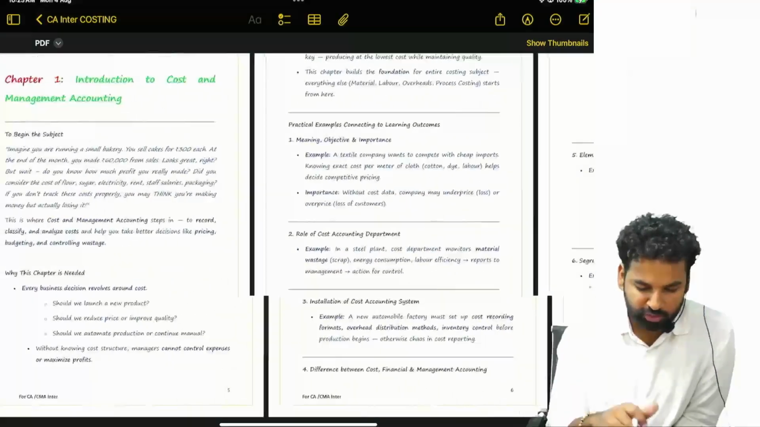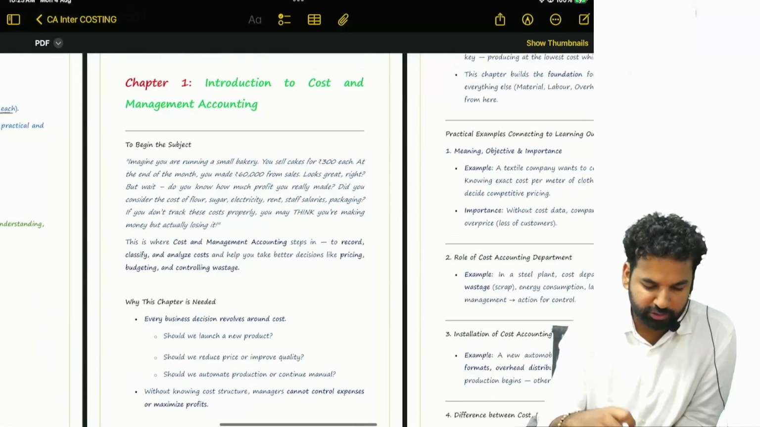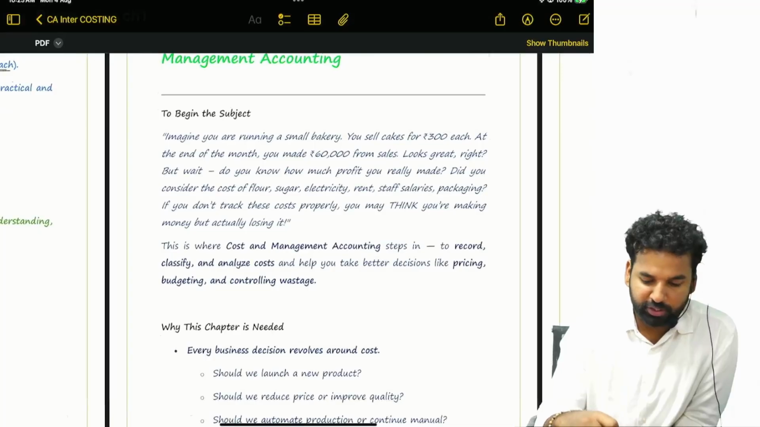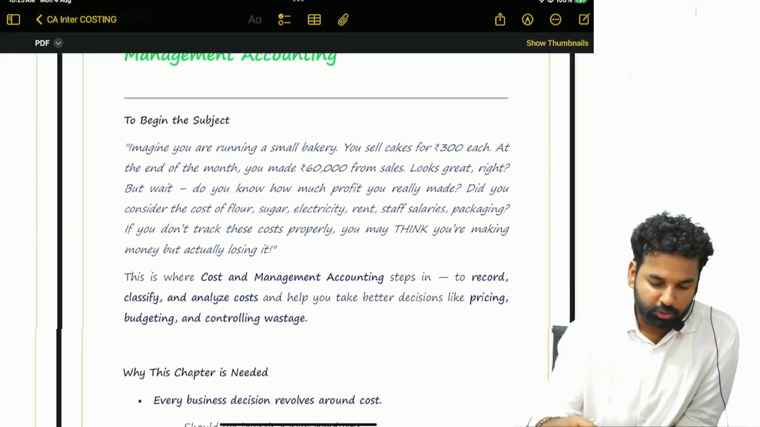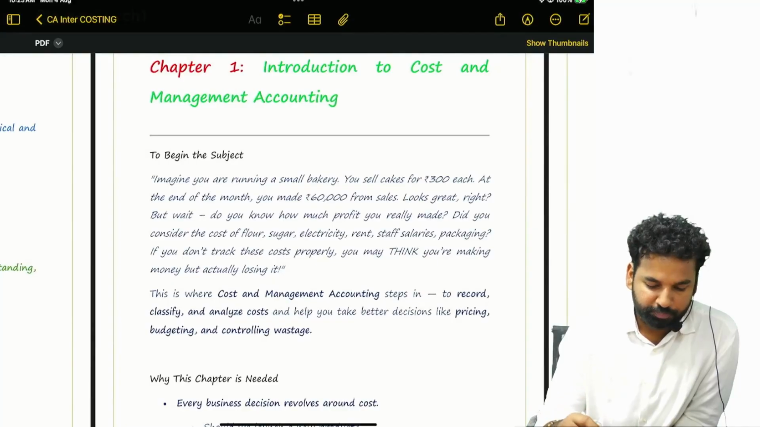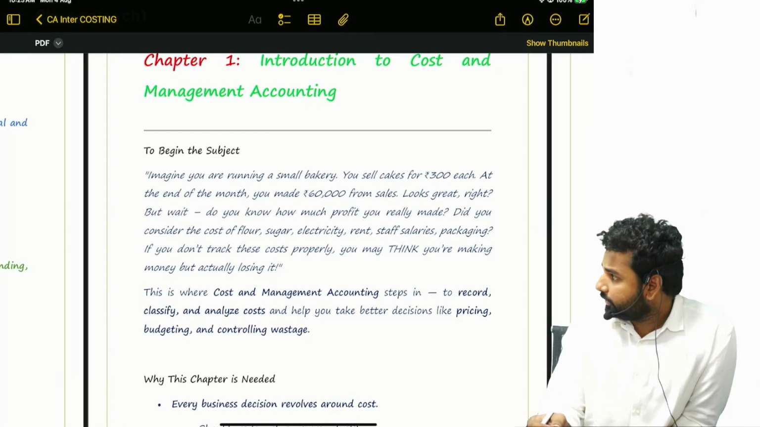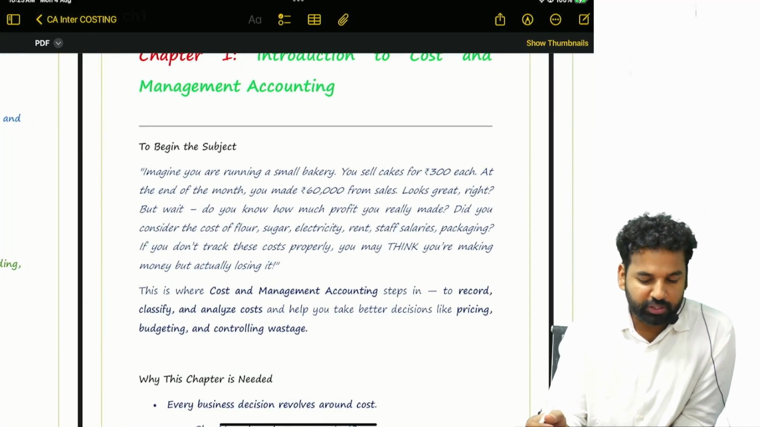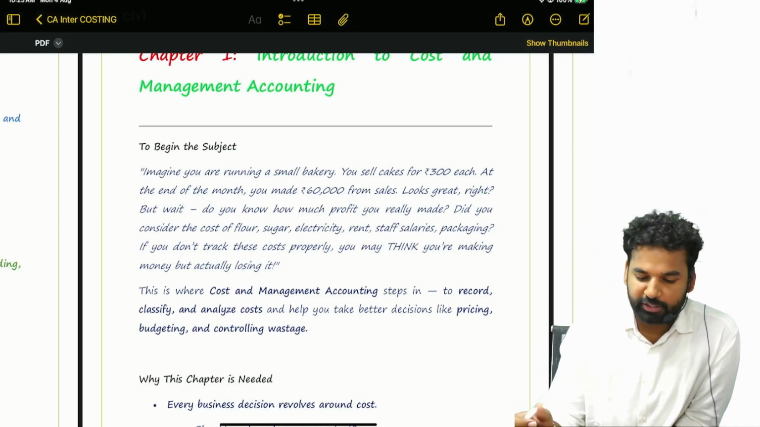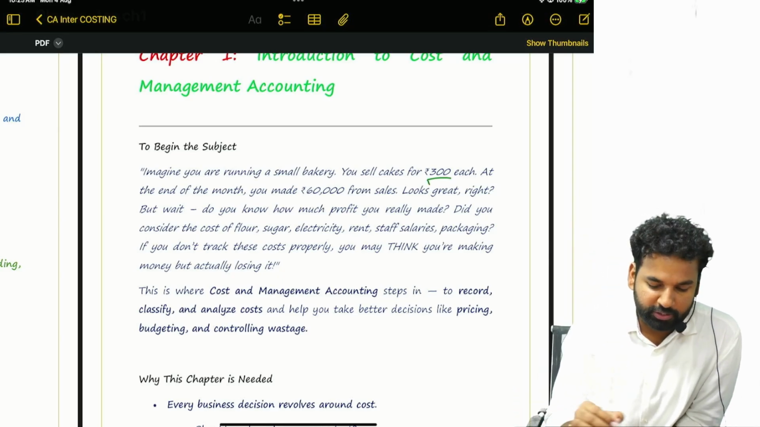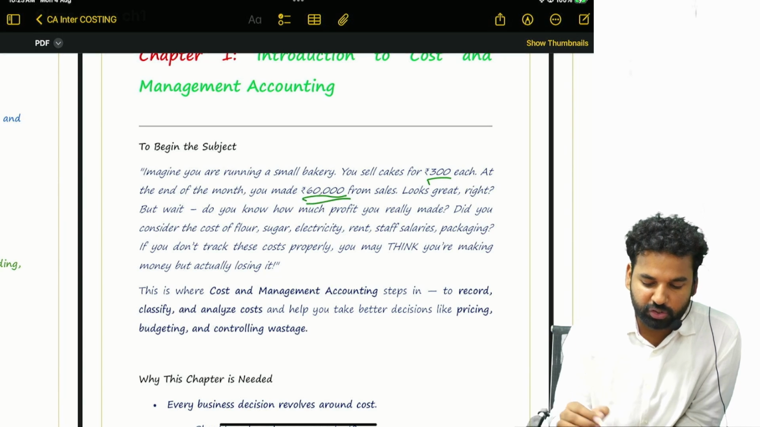the definition of cost and costing. So see here, introduction we have. So this is the material which will be in your hand later on. Okay. Right. So, introduction, you see here. So imagine, can you see that? Yes. Imagine you are running a small bakery. You sell cake for 300 each. Okay. So at the end of the month, you made 60,000 rupees.